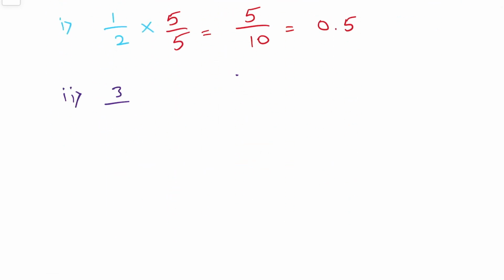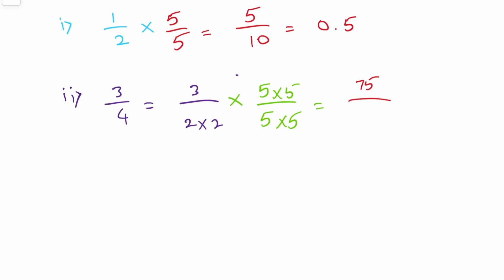3 by 4. First, the denominator 4 is not a prime number. So let us do prime factorization of 4. How will it be? 2 twos are 4. Now observe the denominator clearly. In the denominator we have 2 two times. So 5 also should be two times. So multiply with 5 into 5 by 5 into 5. So that will be 5 fives are 25, 25 threes are 75, by 5 fives are 25, 25 twos are 50, 50 twos are 100. 75 by 100, that is same as 0.75.